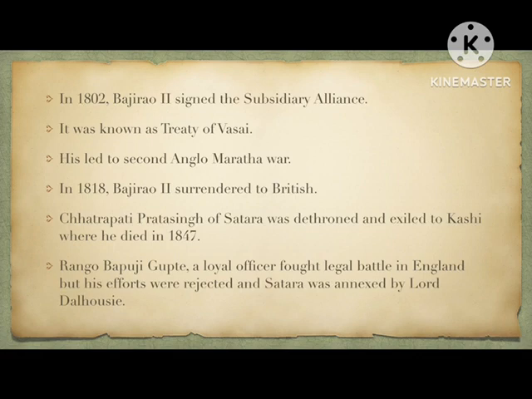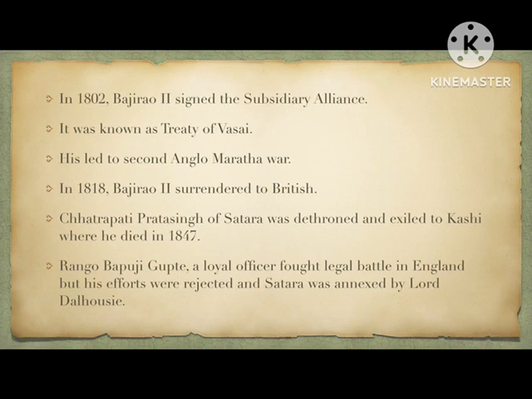Although the Peshwaship came to an end, Chhatrapati Pratap Singh of Satara was still ruling. The British signed a treaty with him and appointed Grant Duff as an officer to assist him. But the Chhatrapati was dethroned and exiled to Kashi, where he died in 1847.